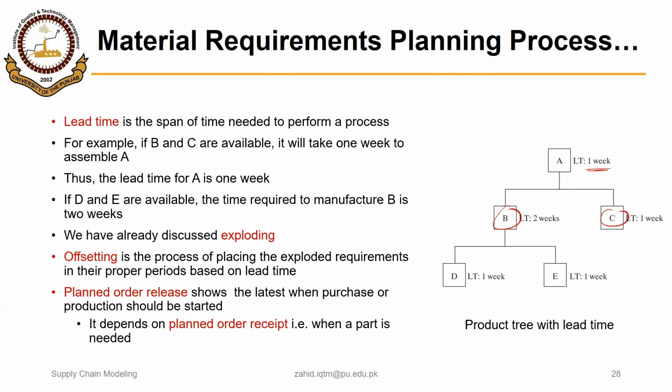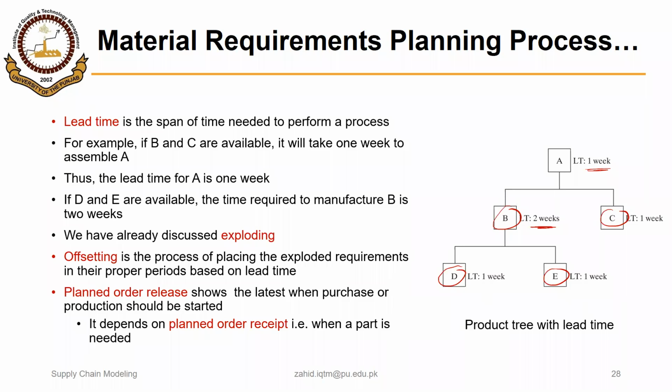That is obvious. If D and E are available, these two end items, the time required to manufacture B is 2 weeks. So that is the basic idea. And again, we are not considering the downtime and eventually incorporating the safety lead time.